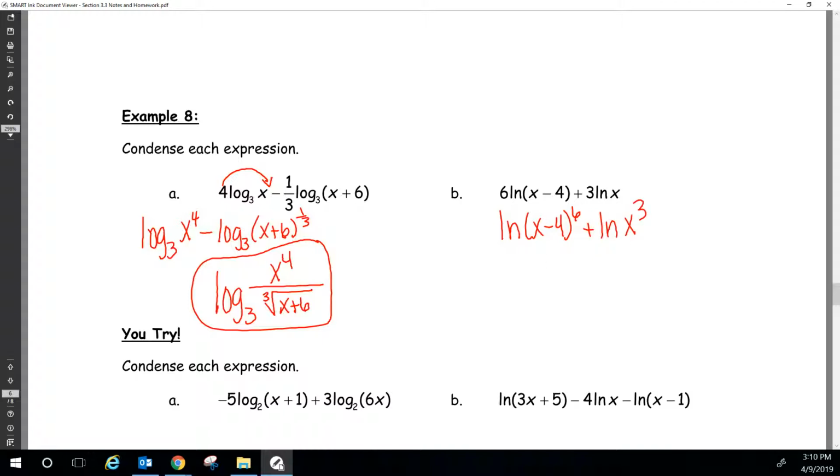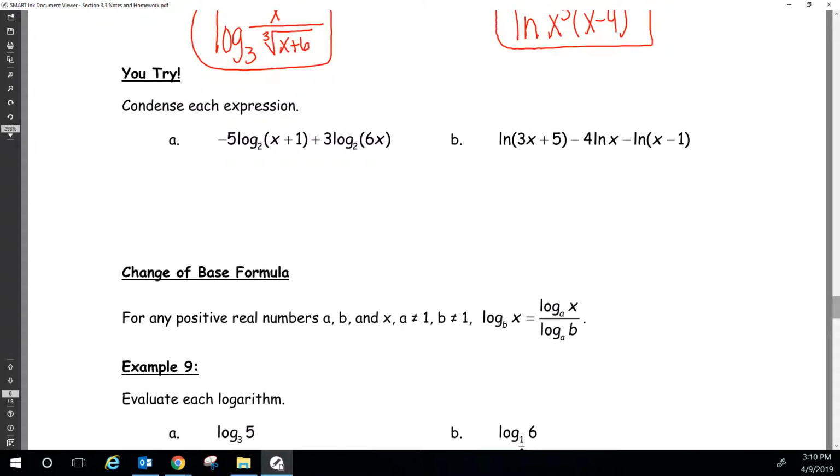This time we are adding our logs, so our arguments are going to be multiplied together. So this is the natural log of x cubed times x minus 4 to the 6. Can you leave the x cubed back here? You betcha. We just typically put the monomial, the guy that doesn't have addition in it, with the binomial that has 2 terms. So usually the monomial goes in front of the binomial, but either way will work.